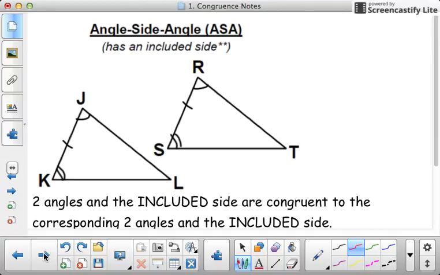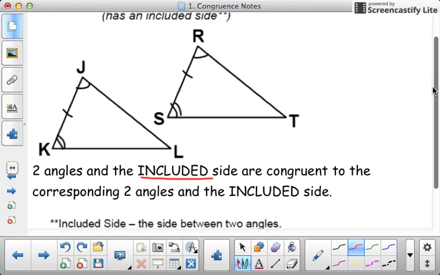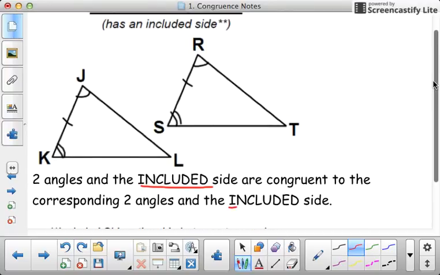My third way to prove that triangles are congruent is called angle, side, angle. And you probably can guess based on side, angle, side that the side is now included between the two angles. So I need to have two angles and the included side congruent to the corresponding two angles and the included side on the second triangle. When I look at this, I notice that J has a little arc in the corner. This tells me angle. I also notice that R has the same number of arcs.